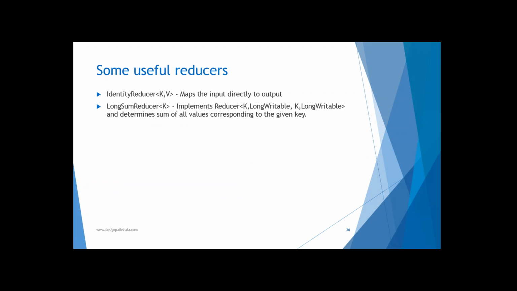There's something called identity reducer, which does nothing, but the input and output are just dumped as they are. And there's a long sum reducer, which basically counts the values for a given key. So we could have used this also in our reducer.